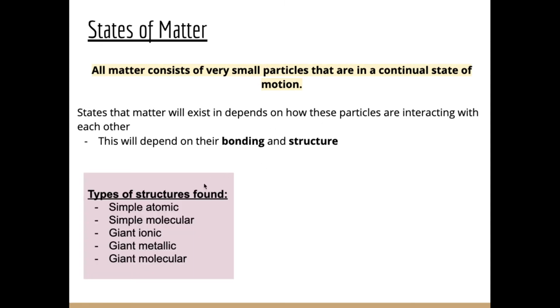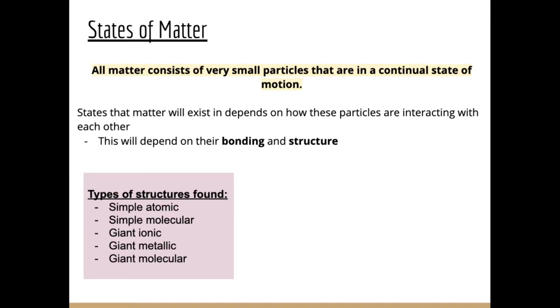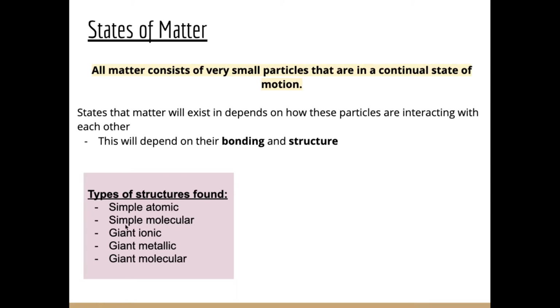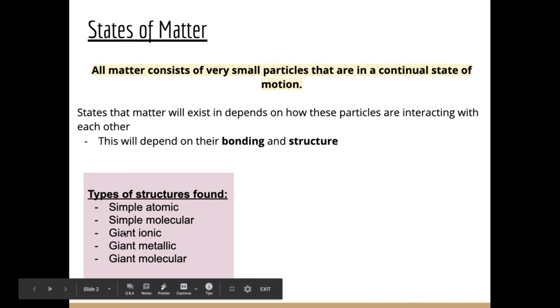So we've got 5 kinds of structures. We've got simple atomic. This is where we have just an atom, such as the noble gases, just a helium atom or a neon atom. They're going to have weak van der Waals forces, weak forces of attraction, a simple atomic structure. Simple molecular is similar to the simple atomic, only with molecules. And then we've got our 3 types of intermolecular forces. So depending on how strong they are, whether it's dipole-dipole, hydrogen or van der Waals, will determine the state it will be in.